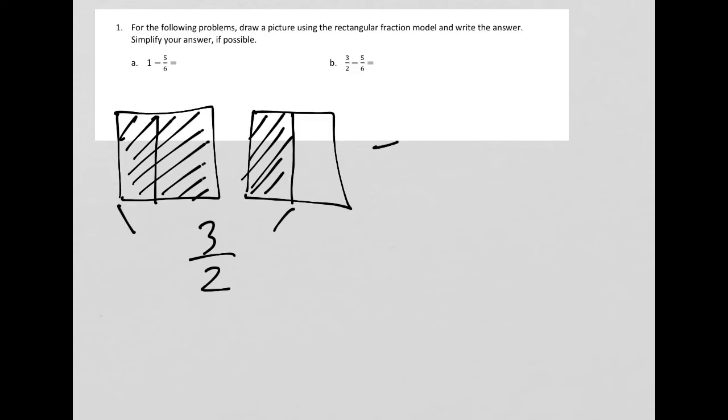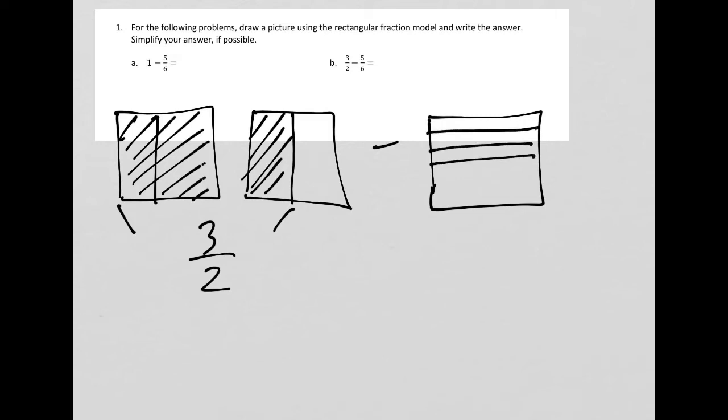And from that 3 halves, I want to subtract 5/6. So just like before, I have my first number drawn out, and now I'm going to draw out my second number using horizontal lines. And I'm going to show 5/6. So this is 5/6.